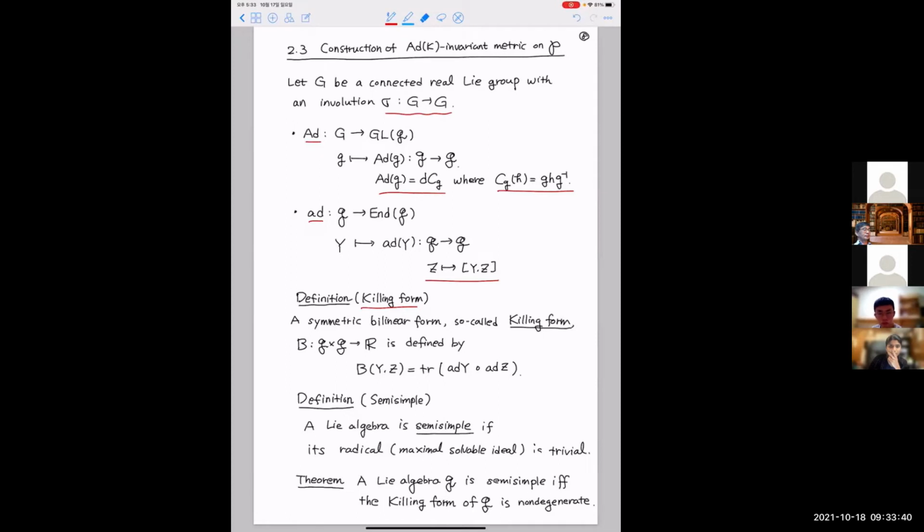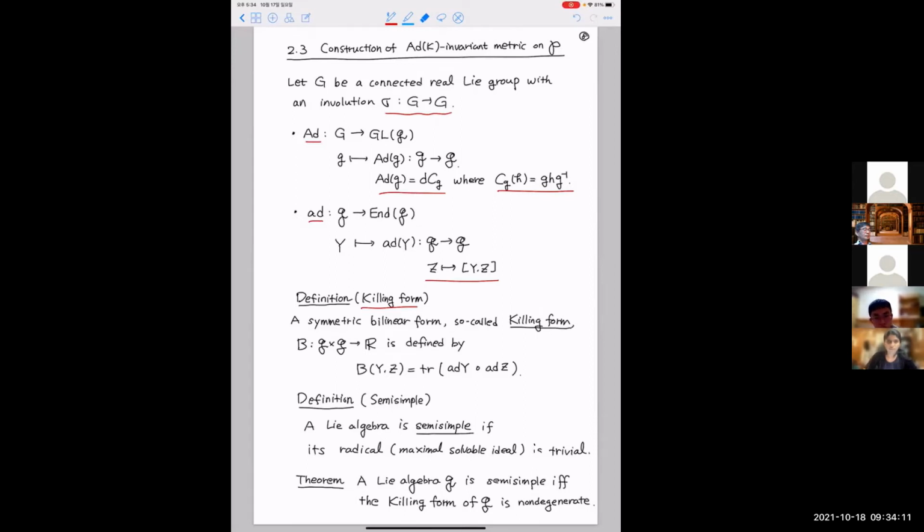And from the Killing form, we can define the semi-simple real algebra. We say that the real algebra is semi-simple if its radical is trivial. Radical means the maximal solvable ideal. But it turns out that the maximal solvable ideal is a kind of kernel of the Killing form.